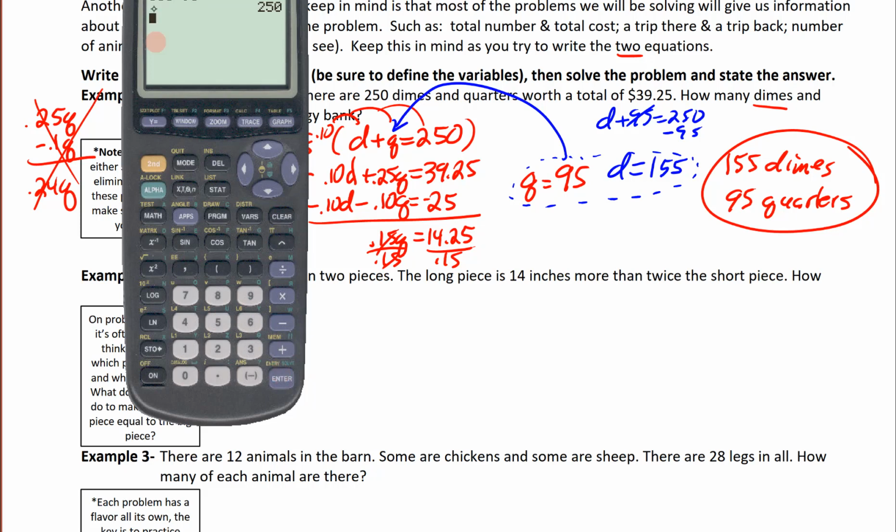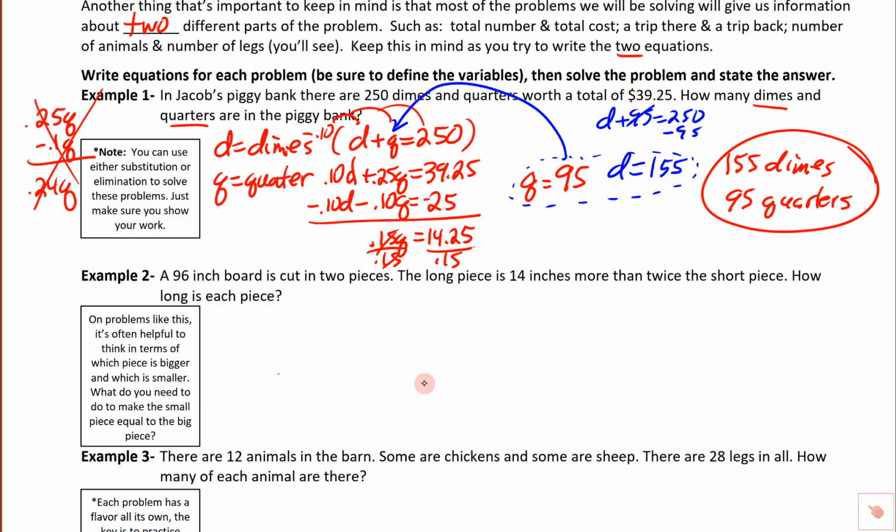And then let's do this. Those dimes right there are worth 10 cents. So let's do 0.10 times 155. And then let's add what the quarters would be worth. That's 0.25 times 95. And if we multiply those together, we get $39.25, which is the correct amount of money. So I think we're in good shape there.